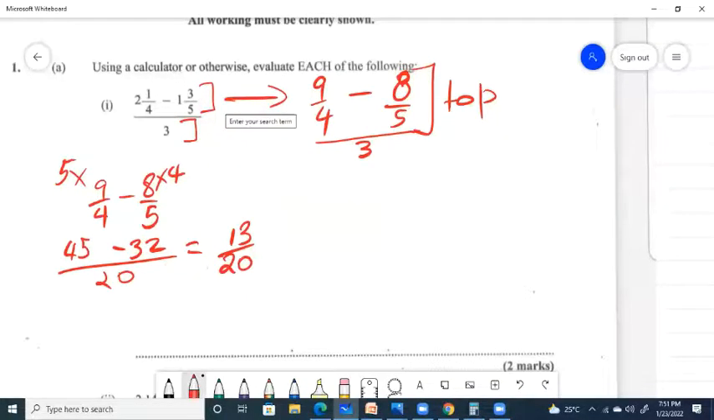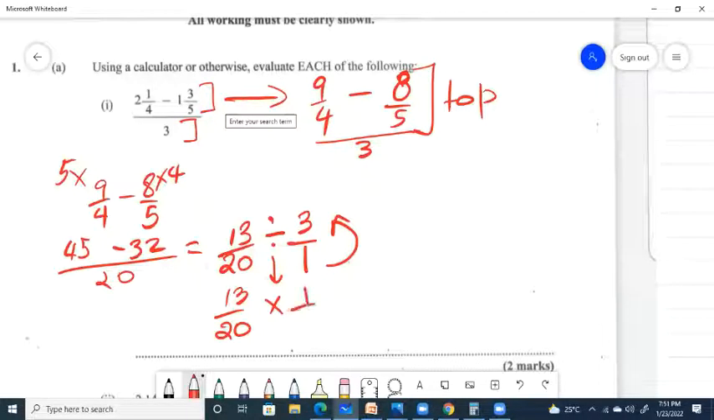And then now the answer at the top must be divided by the answer at the bottom. But guess what? 3 can be written as 3 over 1. You can feel a little bit safer, because some people get intimidated. So you put it over 1, and then you change that division to multiplication and take the reciprocal. So we're going to flip this, and we're looking at 13 over 60. That's it.